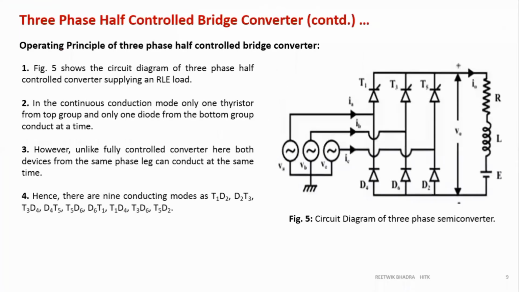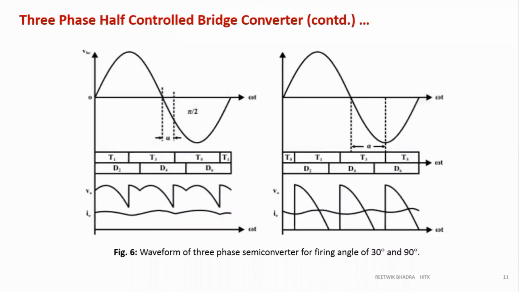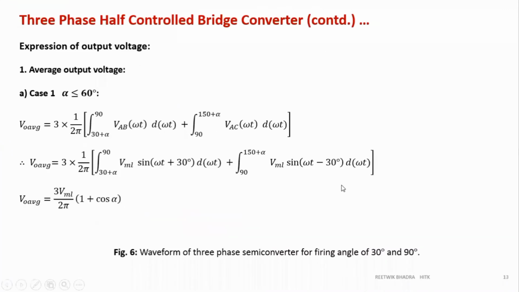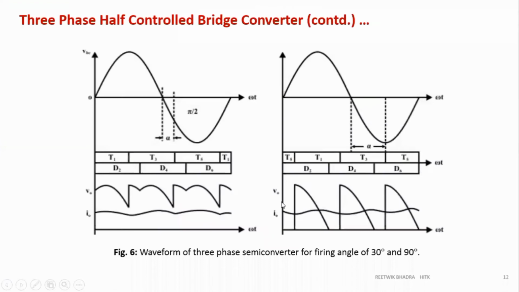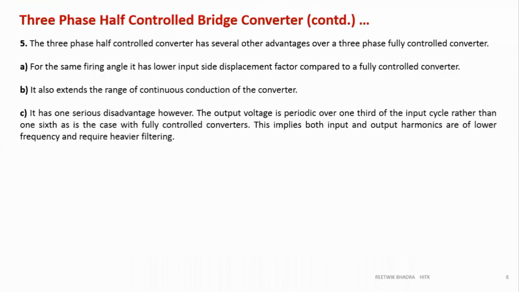Now for the half converter, I have drawn the output over here. So 1, 1, 2, 3 for one complete cycle up to 2 pi. That's why this point is written. So the output voltage is periodic over 1/3 of the input cycle rather than 1/6, as in the case of fully controlled converters. So what happens?